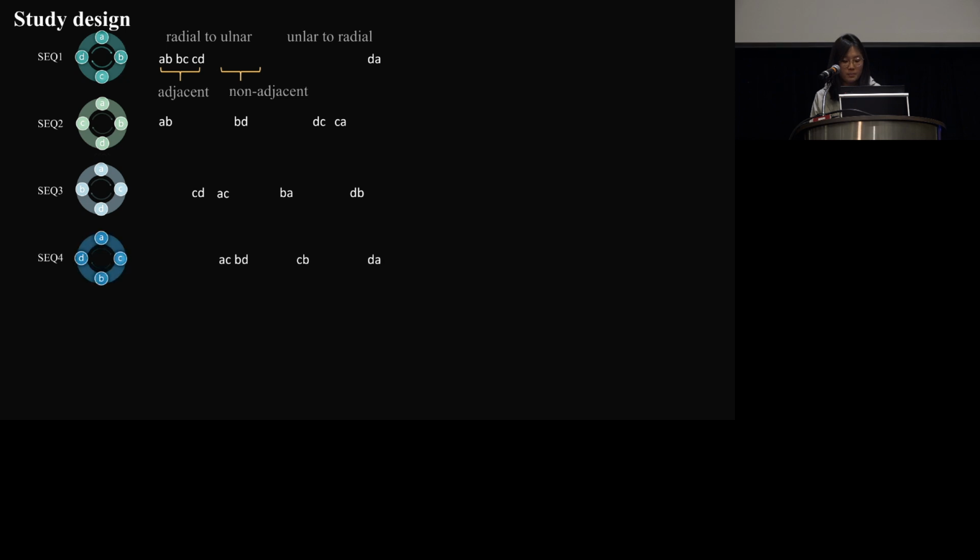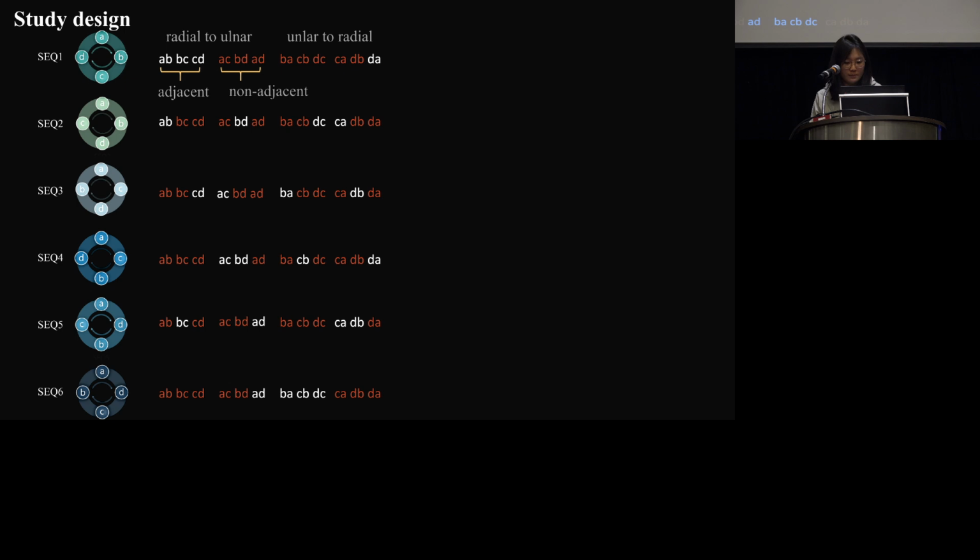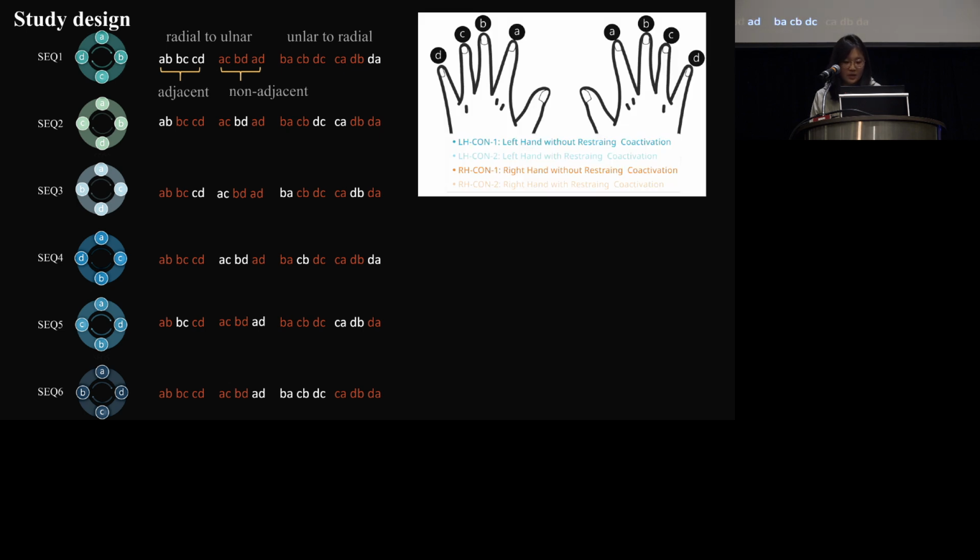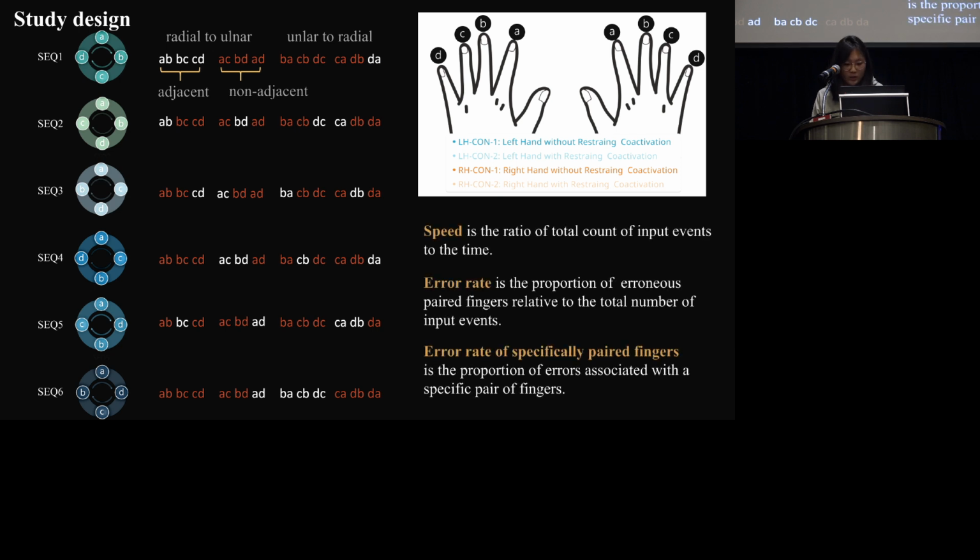We set 6 sequences encompassing all possible configurations for alternating 4-finger tapping orders. Each sequence has only 4 correct paired finger combinations, which are the white ones. Any other pairing was classified as erroneous paired fingers, which are the red ones. Participants were required to perform sequences under 4 conditions, using the left or right hand and with or without restraining finger coactivation. In addition, we use 3 metrics to quantify the tapping performance, that is speed, error rate, and error rate of specifically paired fingers.